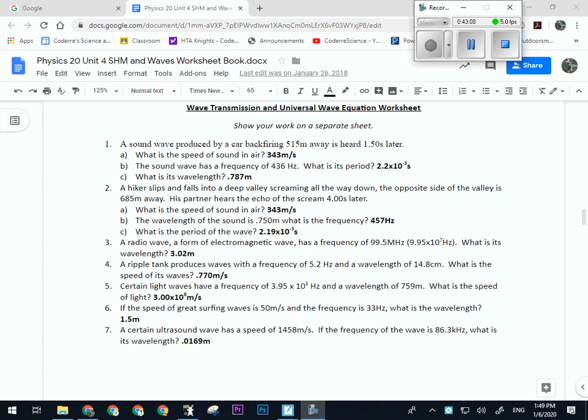By the way, guys, be on the lookout for units. They give you some things in centimeters, then they give you kilohertz or megahertz. Remember your metric conversions. Kilo means 1,000, mega means 1,000,000. So keep that in mind when you're doing your metric conversions.